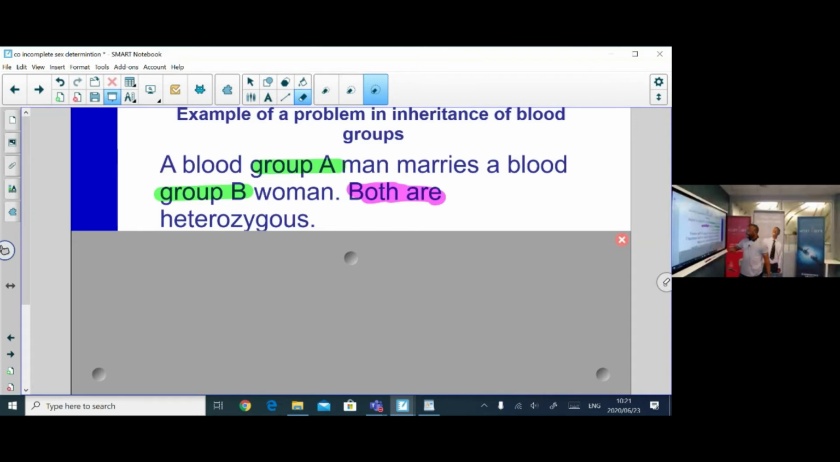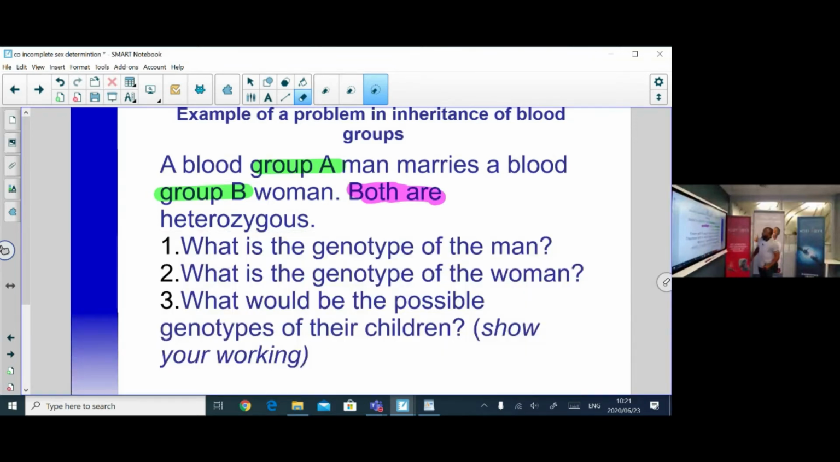Let's read all the questions that are there. Question 1 says, what is the genotype of the man? Second question, what is the genotype of the woman? Third question, what will be the genotype of their children? You see how we ask these questions.